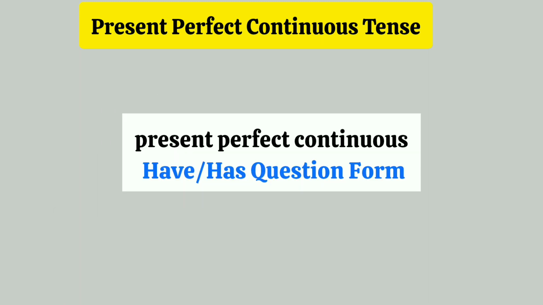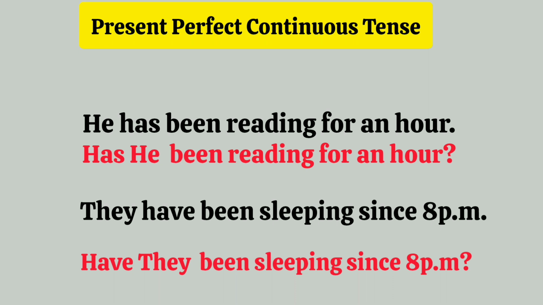Now let us take a look at how to form the have or has question for present perfect continuous tense. Here are some examples. He has been reading for an hour. Now to turn this statement into a question, all you have to do is change the order of the first two words. He has will be changed to has he. And you will notice that the second part of the sentence doesn't change. Has he been reading for an hour? The answer could be yes, he has, or no, he hasn't.